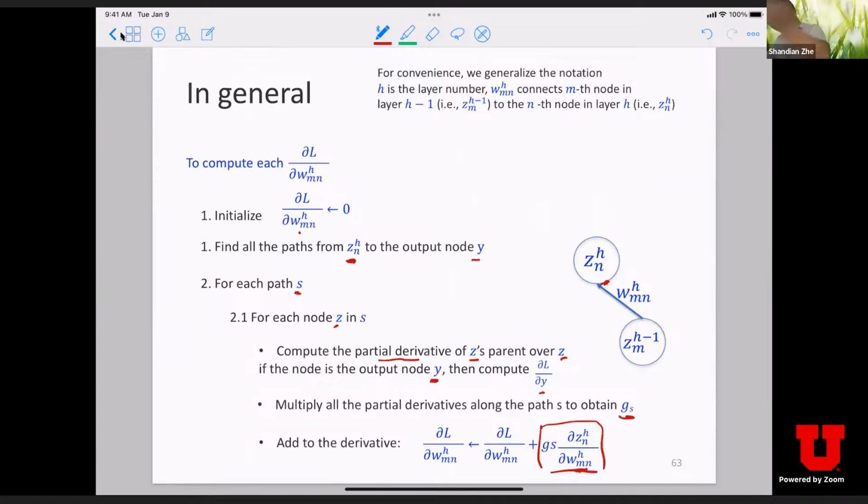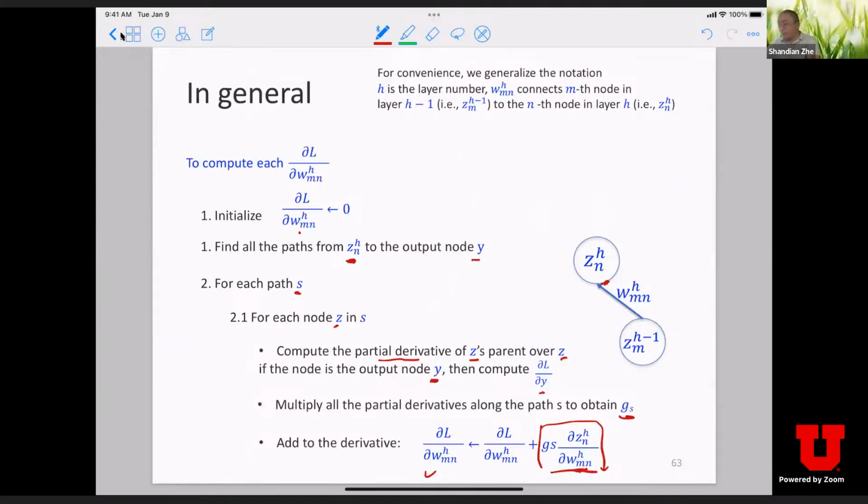Then you look at the next path, compute all the partial derivatives along another path, multiply partial ZNH over partial W_MNH again, and add to the current result. You just add all the results over all the paths, and you finally get the partial derivative with respect to W_MNH.